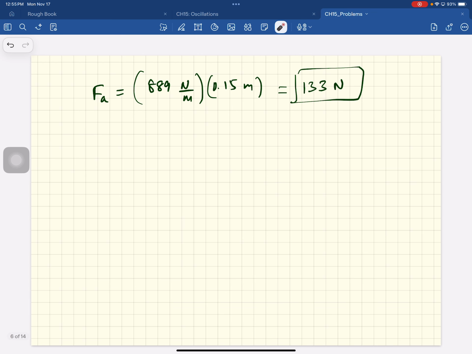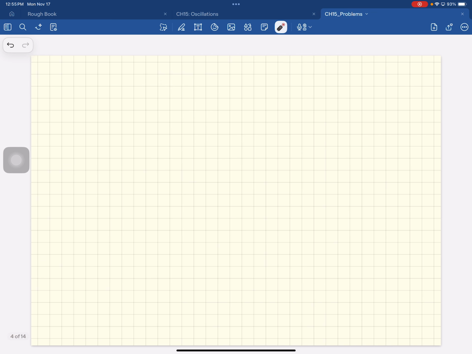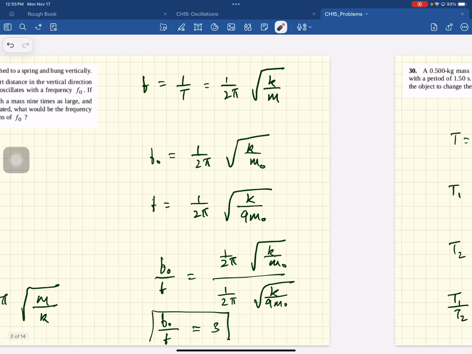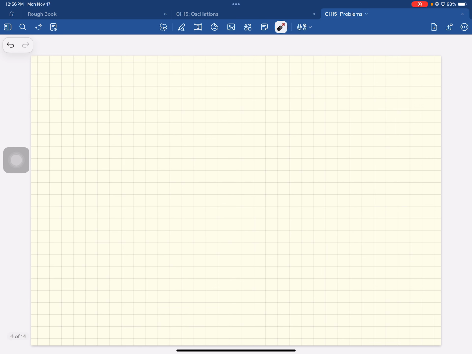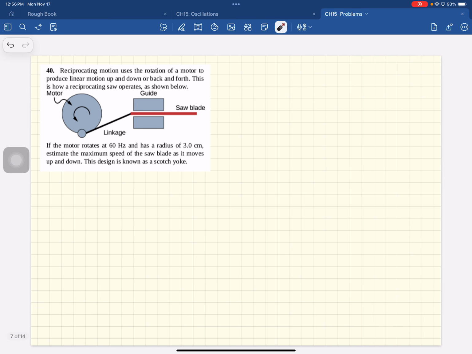So you saw that. What kind of motion is this called when you attach a mass to a spring and you make it oscillate? It's called simple harmonic motion. You see the period is independent of the amplitude and so on. And we talked about this in class.